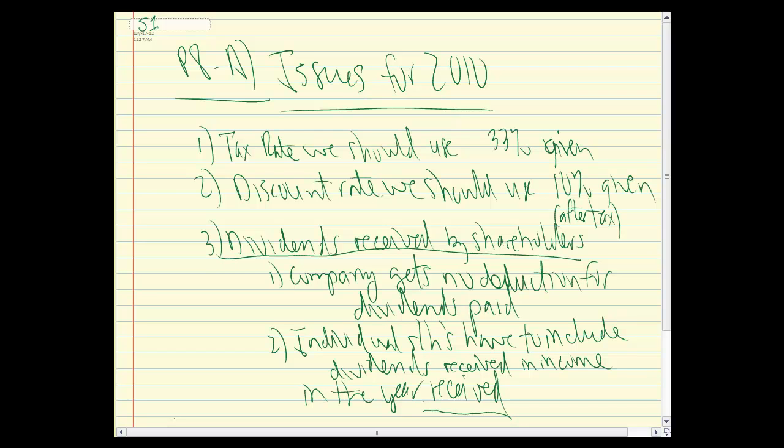I work until December 31st, I work New Year's Eve, and I earn $10,000. I'm an entertainer. But I get paid on January 1st. You include it in your income on January 1st, so the following year. So it's all based on a pay basis. So what you're going to say is individual shareholders have to include dividends received in income in the year received.